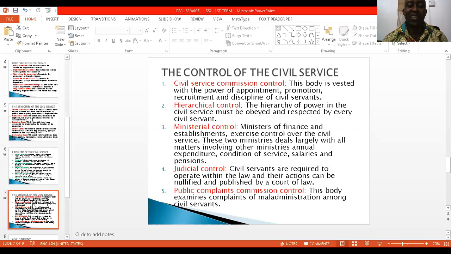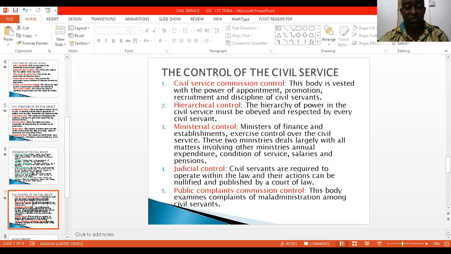Ministerial control, the ministers of finance establishment exercises control over the civil service. These two ministries deal largely with all matters involving other ministries, annual expenditure, condition of service, salaries, and pensions. So based on ministerial control, you'll be afraid of what will come up when this minister and this establishment will be exercising authority over us. When they are asking us of this and that, do we have it? Even in our annual expenditures, condition of service, they are the ones putting it in place, stating the way it will go and the way we must follow. Sometimes we have to comply so that it can be well with us.